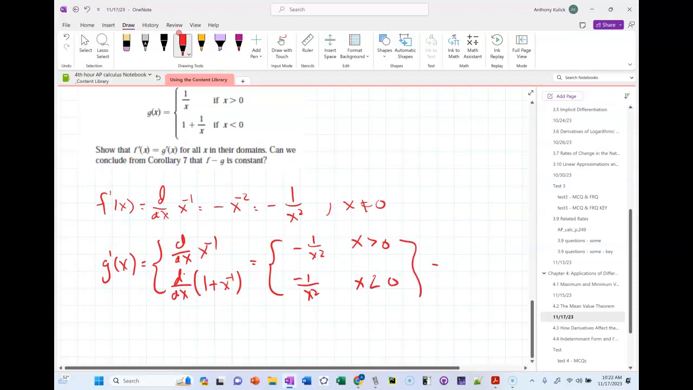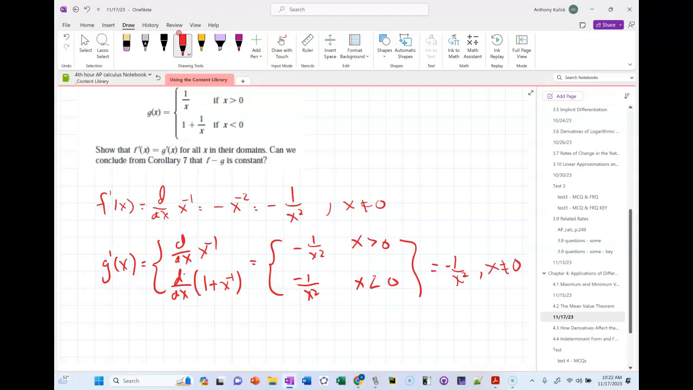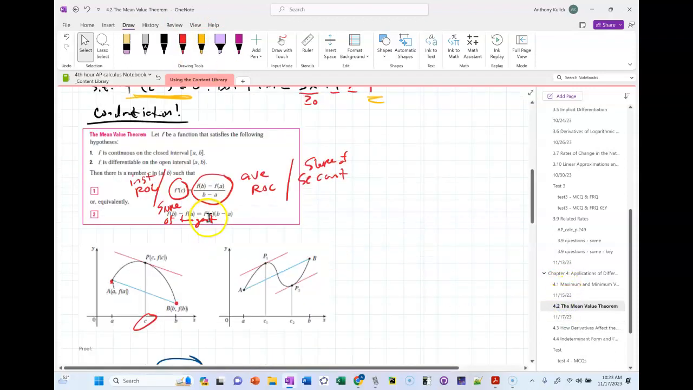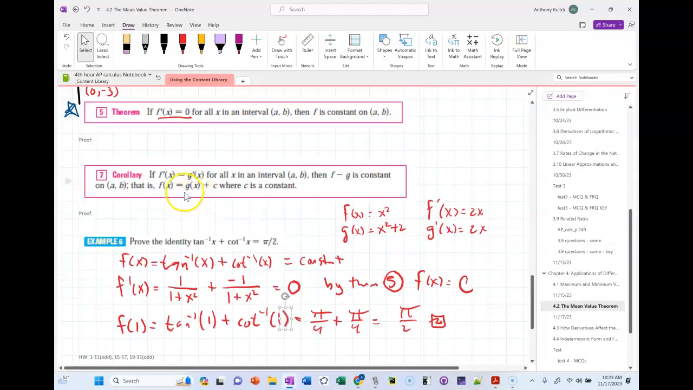And what is this just saying? So that part's done. Let's check and read what corollary 7 says again, and see if there's a continuity condition there. If f prime of x is equal to g prime of x for all x in an interval from a to b, then f minus g is constant on a to b. That is f of x equals g of x plus c, where c is a constant. Okay.